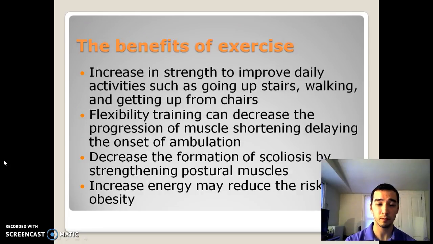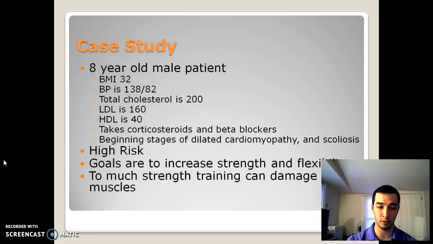The benefits of exercise: increase in strength to improve daily activities such as going upstairs, walking, and getting up from chairs. Flexibility training can decrease the progression of muscle shortening and delay the loss of ambulation, which is the ability to walk. It can decrease the formation of scoliosis by strengthening postural muscles, and also decrease respiratory problems as well. And then increasing energy expenditure may reduce the risk of obesity as well, which is prevalent in those with muscular dystrophy.